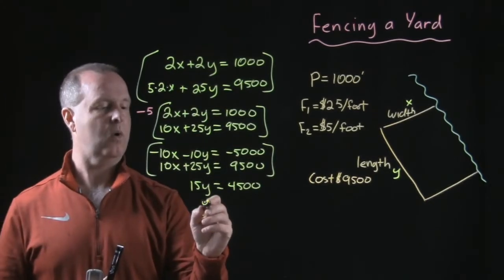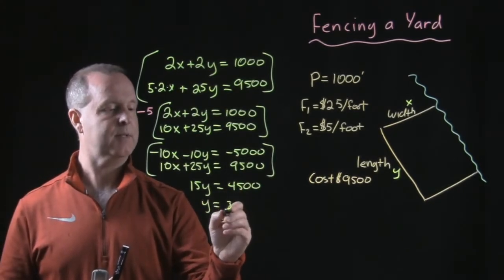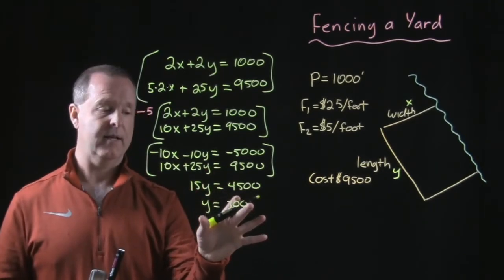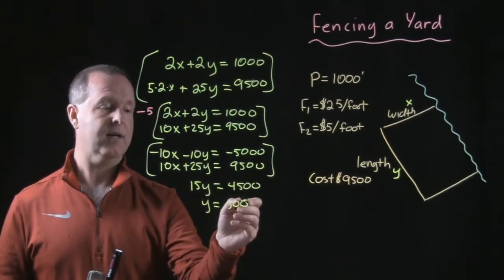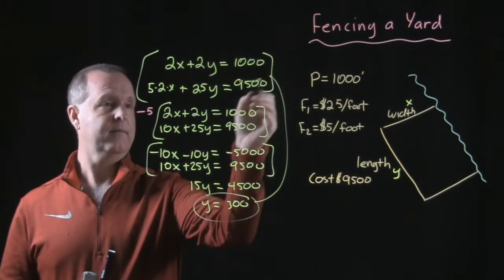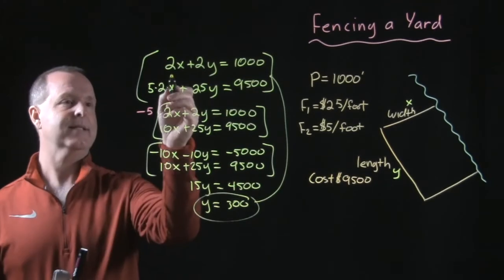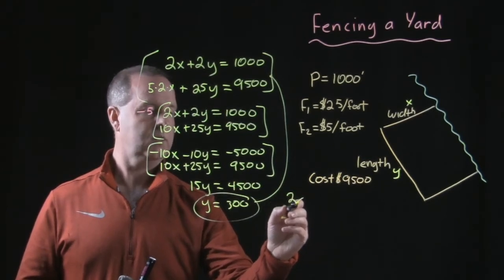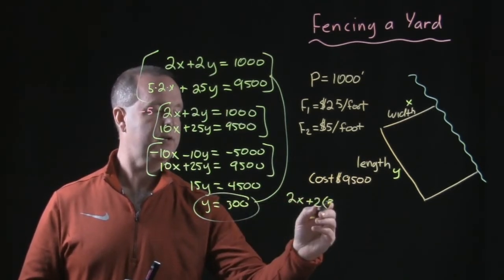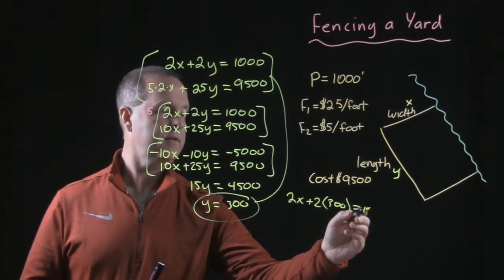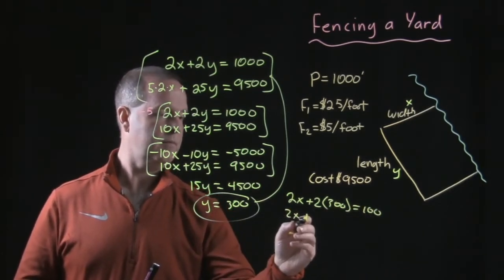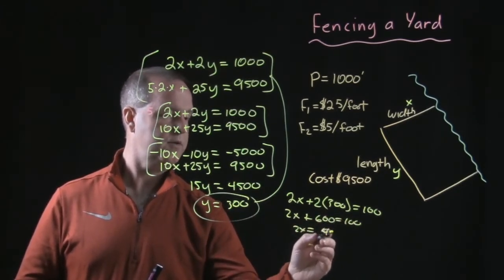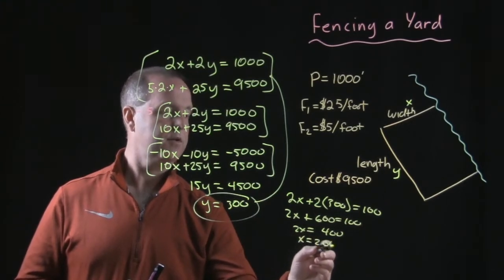And then y equals 4,500 divided by 15. 15 goes into 45 three times, so that's 300. So I found out what my y value is. Now I have to go back and solve for x. So I'm going to back substitute that into whichever equation in the system looks the best. And I love that first one right there. So 2x plus 2 times y, which is 300, equals 1,000. 2x plus 600 equals 1,000. 2x equals 400. x equals 200.